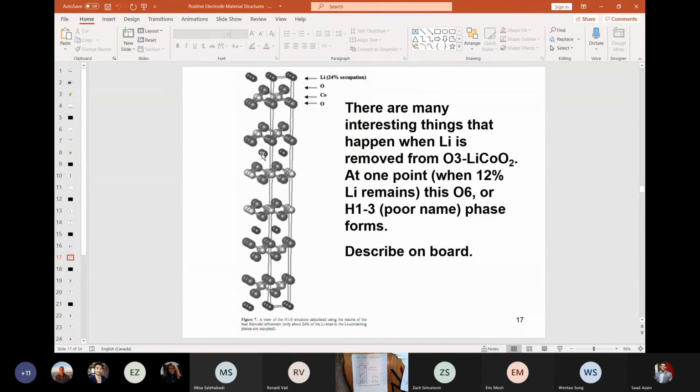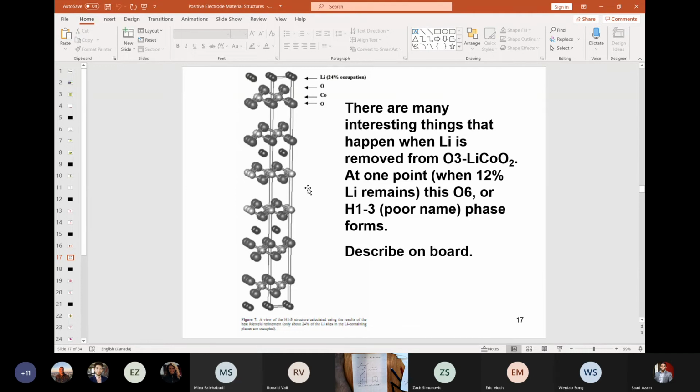1/4 of the lithium sites are filled randomly with lithium. So it goes 1/4 filled, empty, 1/4 filled, empty, 1/4 filled, empty. It's quite a strange structure. And it's called O6 because the lithium is in octahedral sites and it's a 6-layer repeating itself.